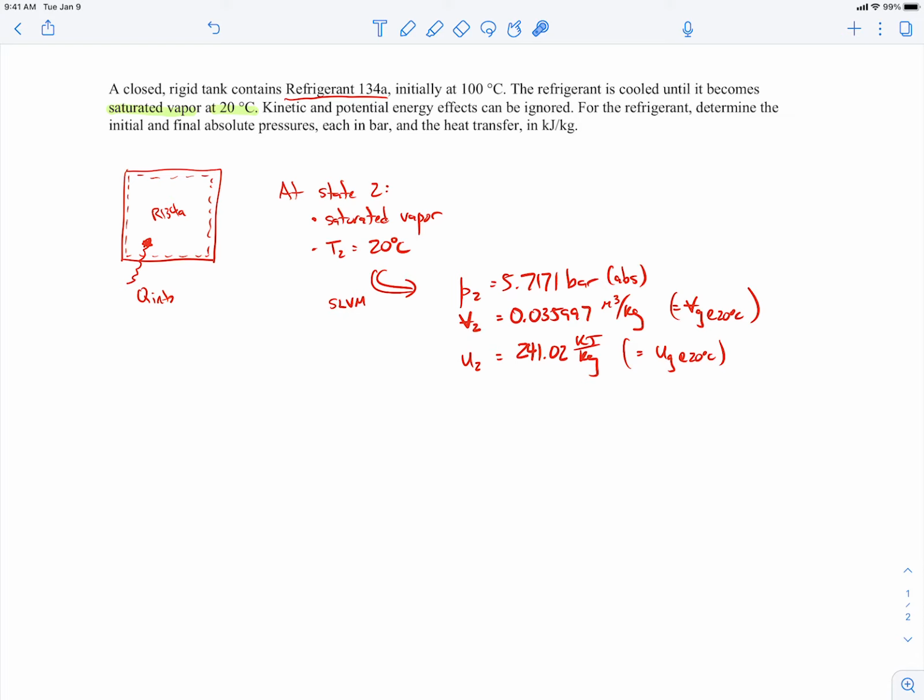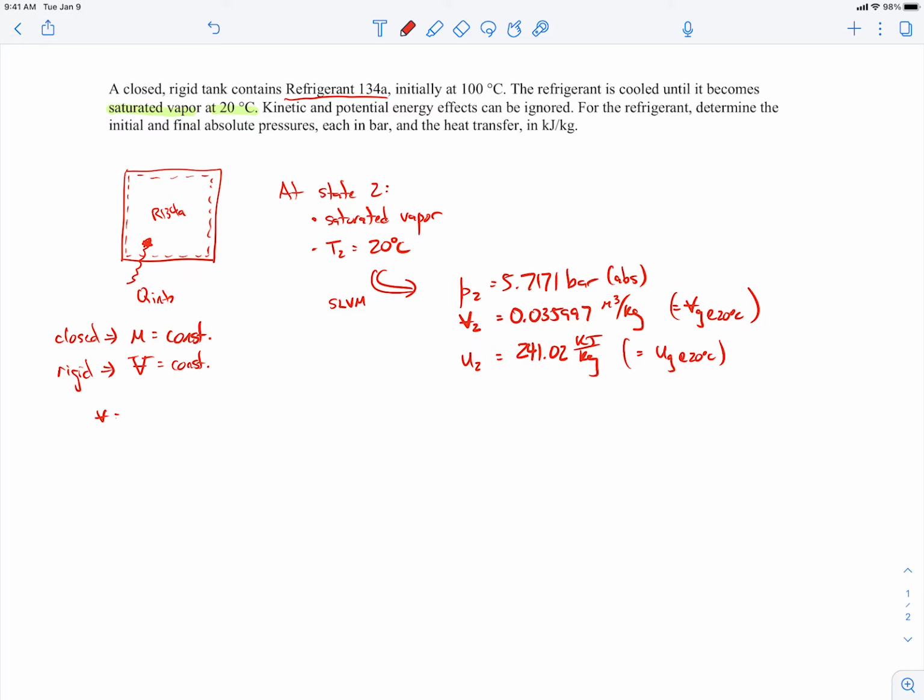So remember, for the initial state, we're just told that we're dealing with 100 degrees C temperature, but I need another piece of information to nail down what the state is there, what all the properties are. And that additional piece of information is going to be the specific volume. I know I'm dealing with a closed rigid tank. So since it's closed, I know the mass is a constant. And since it's rigid, I know the volume is a constant.